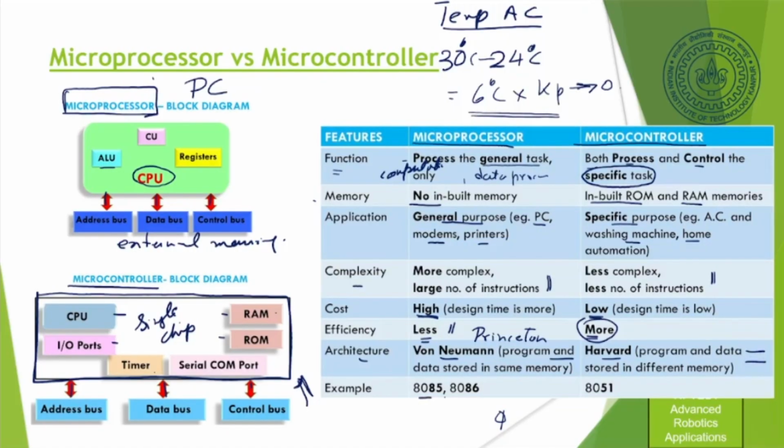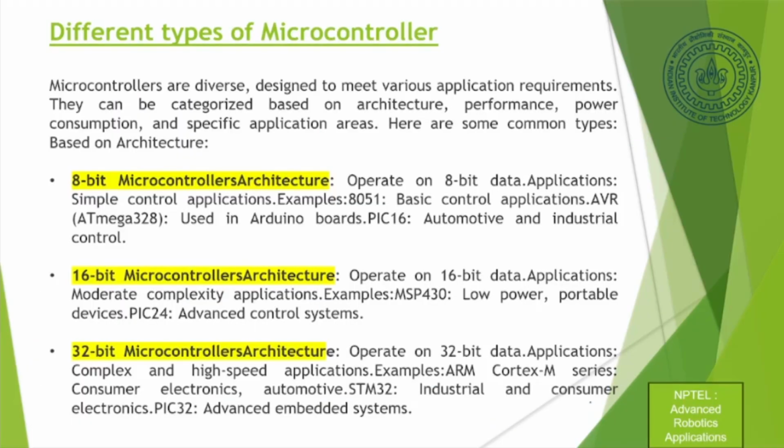Some examples: 8085, 8086 are microprocessors, very early microprocessors. Microcontrollers, 8051. These are very, very old. We don't use them anymore today. But this is just to give you an example of the microprocessors and microcontrollers that were originally built many, many years ago. Okay, let's move on now.